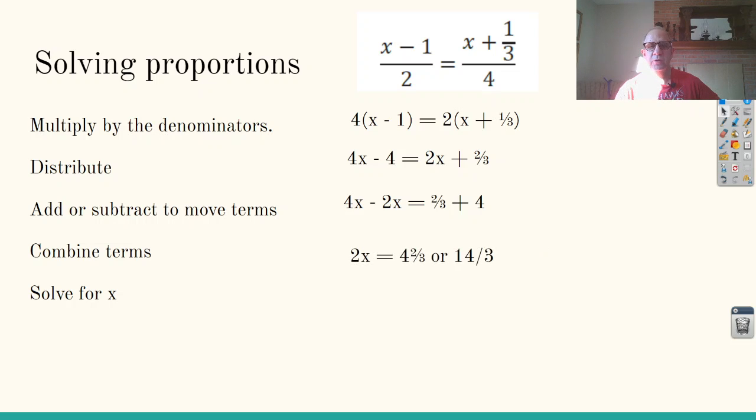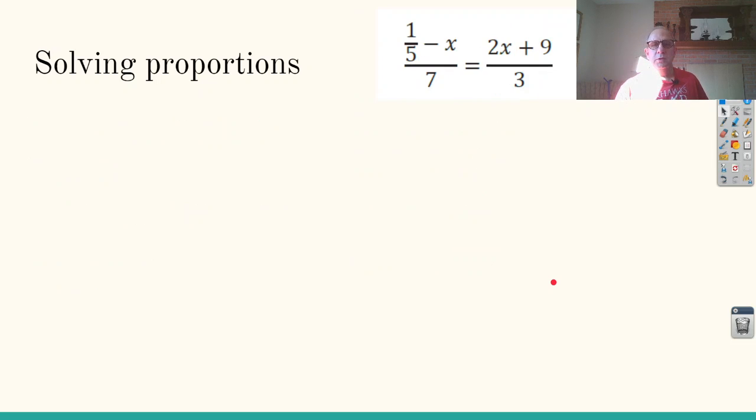So I end up with 2x equals 14/3, and then x equals 7/3. All right. Try it one more time. Take a minute, pause me, and go ahead and try this one. See if you can do it.